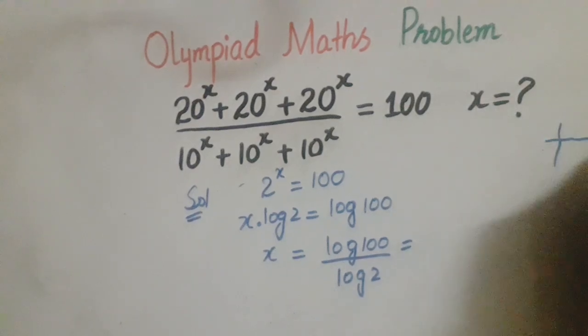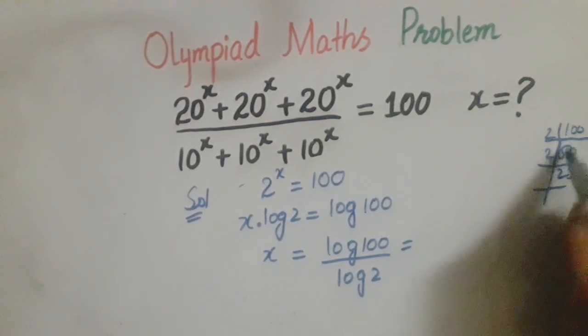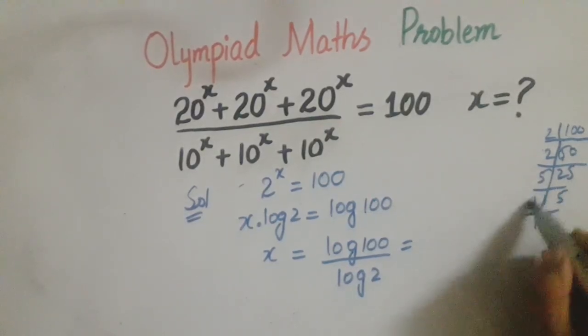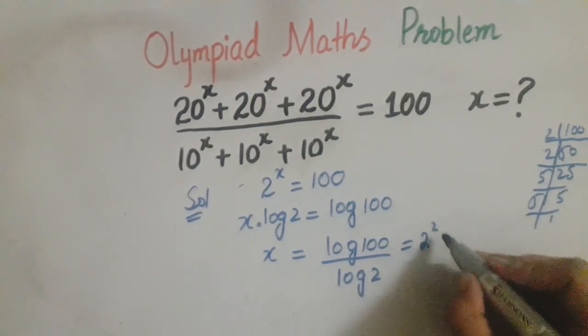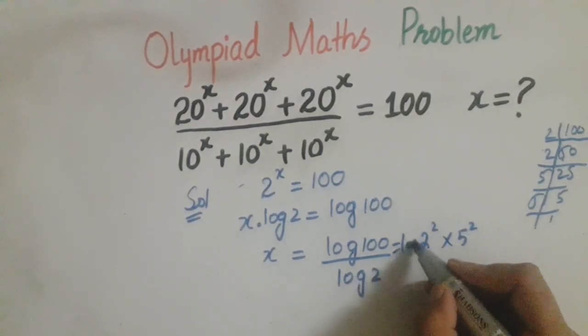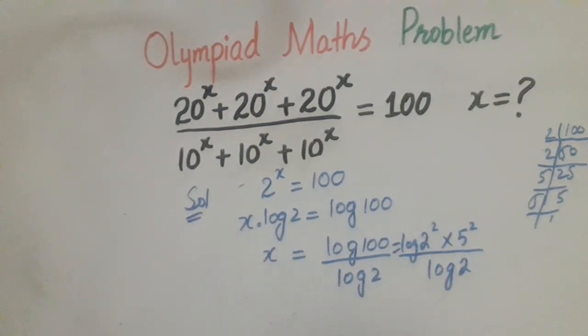Now log 100 can be written as 2 fives are 10, and then 2, then 5 ones are 5, 5 ones are 5. It means 2 raised to power 2 multiply 5 raised to power 2, that is log 100, and this is divided by log of 2. Now we will solve this as log 2 square plus log 5 square divided by log of 2.